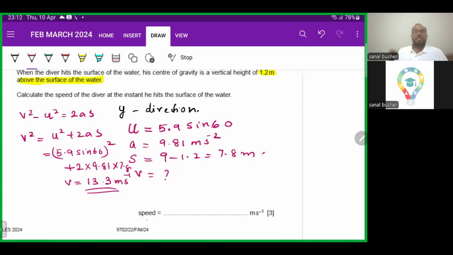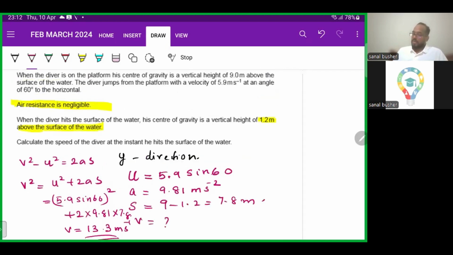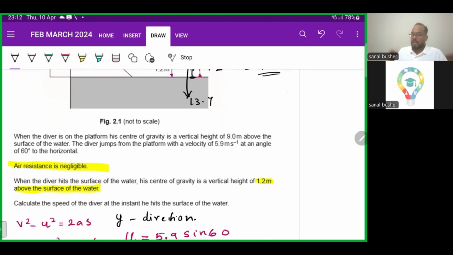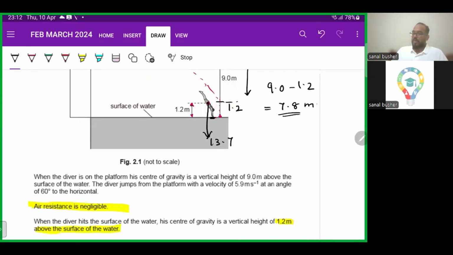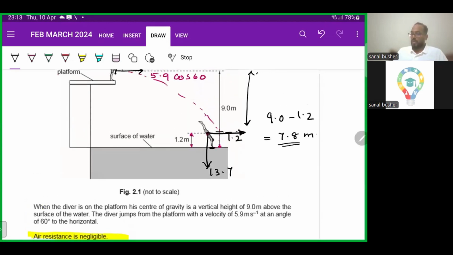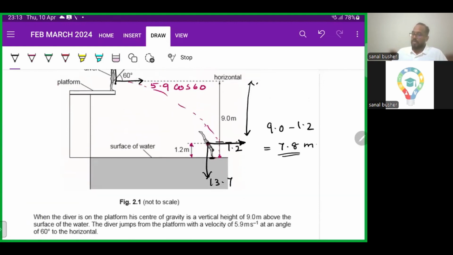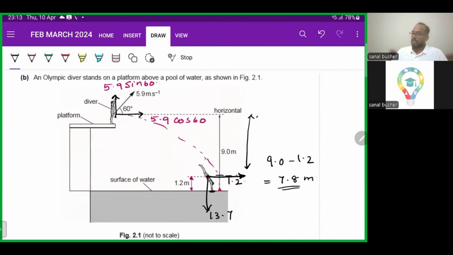The question is about the speed. Okay, so at this point, you check this one. This is the important point. At this point, it has a vertical velocity downward, which is 13.3. And it has a horizontal, because in projectile, you know that in x direction there is no force because we didn't consider the air resistance here. There is always a horizontal component of velocity, which is constant. Why? There is no force acting in the x direction. The air resistance is negligible. So this constant value is there. What was that? 5.9 into cos 60.